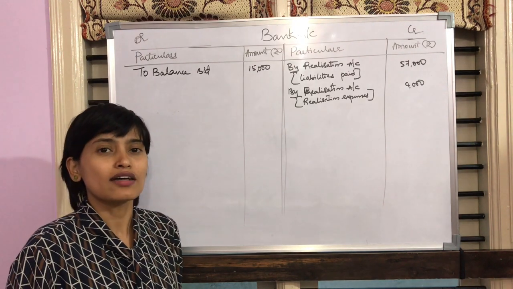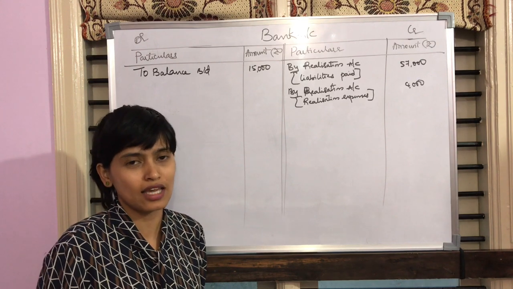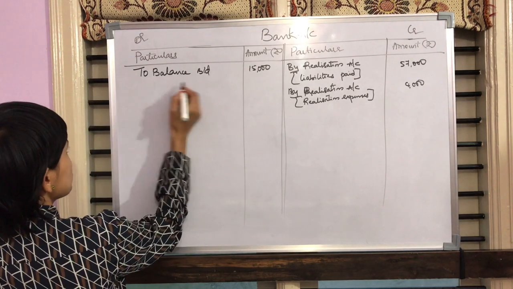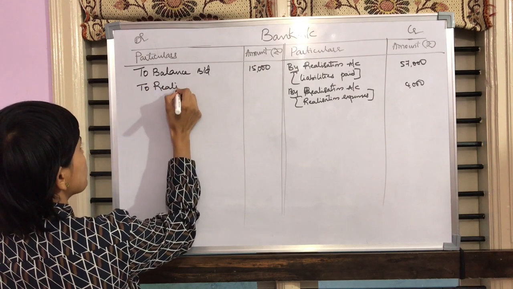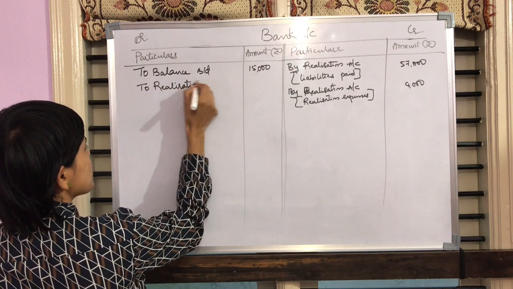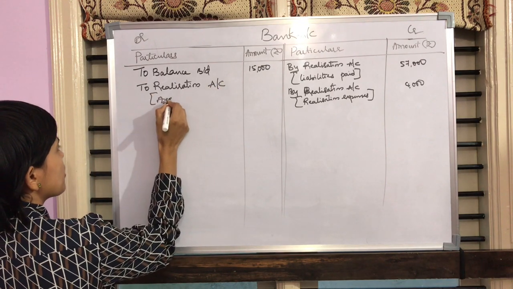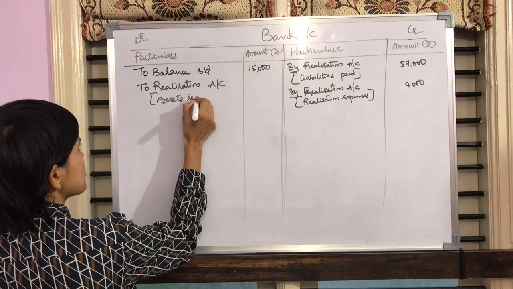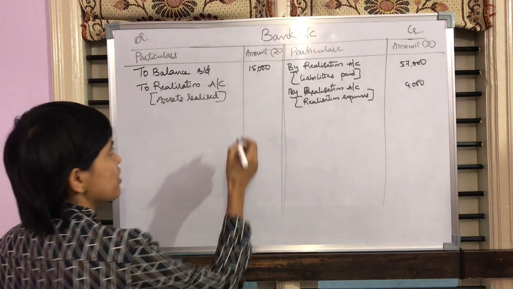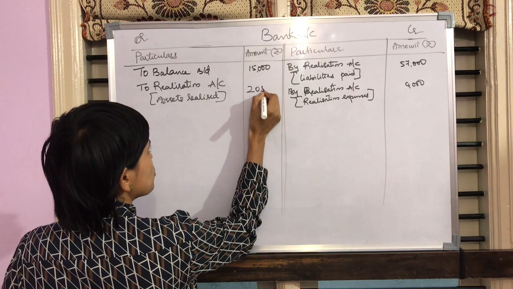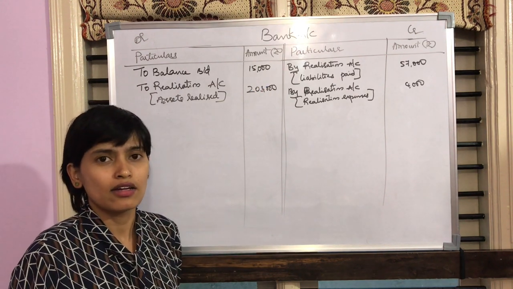Now look into the credit side of realization account. We have assets realized written as. So write it as to realization account in bracket assets realized. The final value that we have calculated is 2,03,000. So that's it in realization.